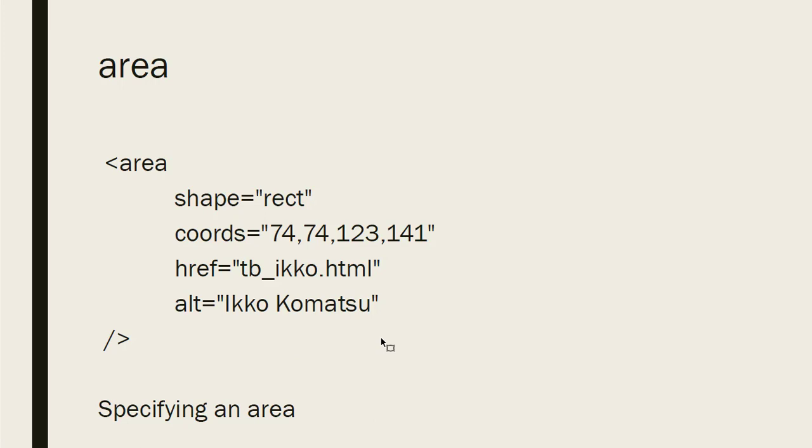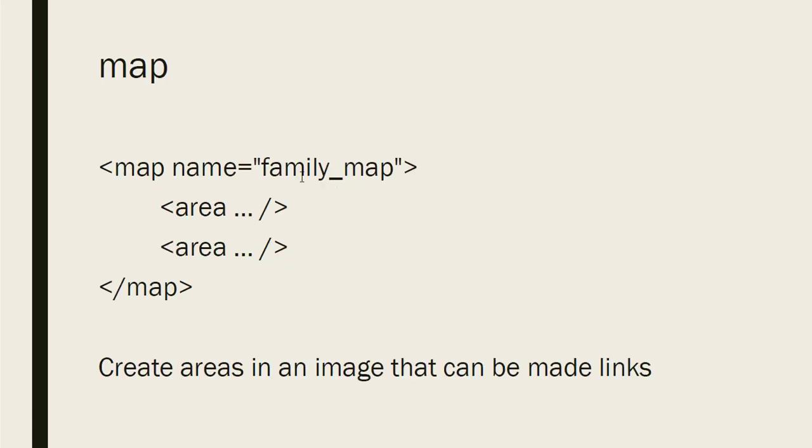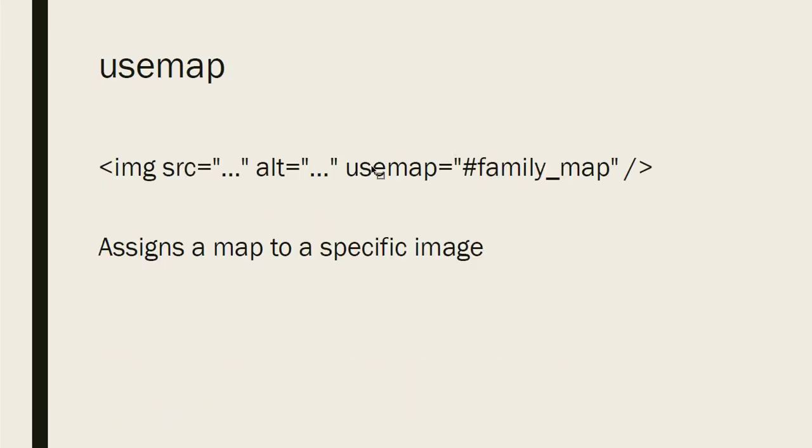So you can specify several areas in an image, and then you go to an image element, right? And you add the attribute usemap. And then, so up here we had this map that had a name, and then here we use the attribute usemap on an image tag, and you identify what map to use. And it assigns that map to a specific image.